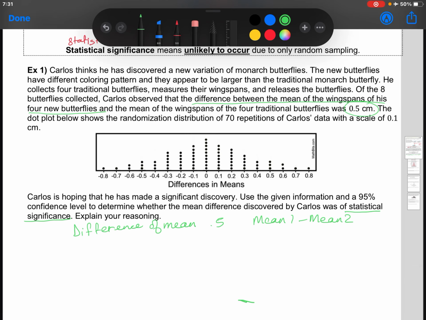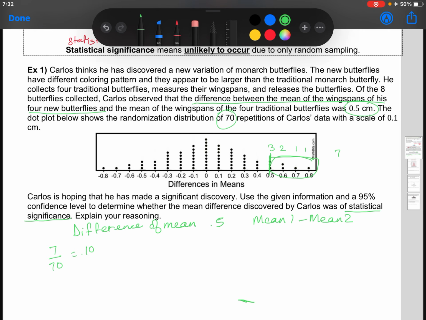So then look at 0.5. Where does 0.5 lie here? It lies here. I'm going to draw a straight line. How many dots are there at 0.5 and above? If you count these dots, it's 3, 3, 2, 1, 1. It is 7. And how many repetitions did it do? 70. So 7 out of 70. What is 7 out of 70? 7 out of 70 is 0.10, which is basically 10%, right?